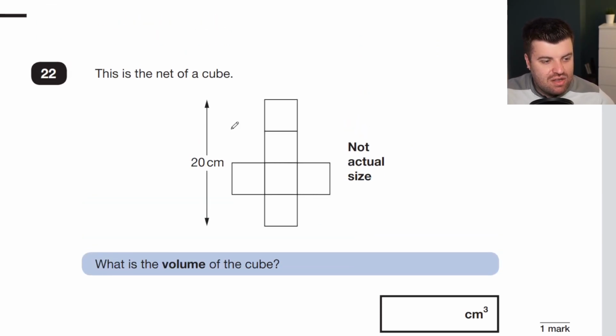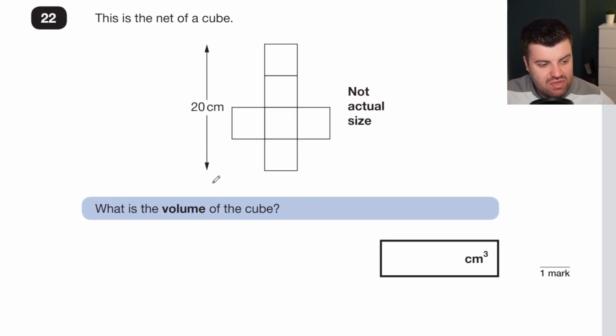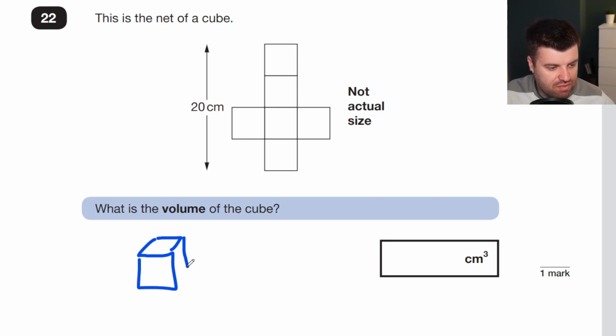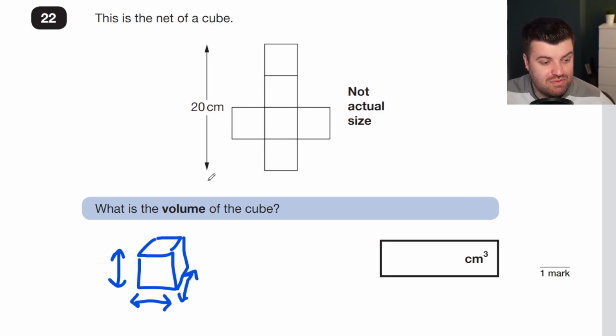This is the net of a cube. What is the volume of the cube? What a brilliant question. So to find the volume of a cube, if I draw a cube out here, and it's going to be 3D, like we've already folded the net. To find the volume of a cube, we need to know the height multiplied by the width multiplied by the depth. Now, the cool thing about a cube is it's always going to be the same number because cubes are made up of squares.